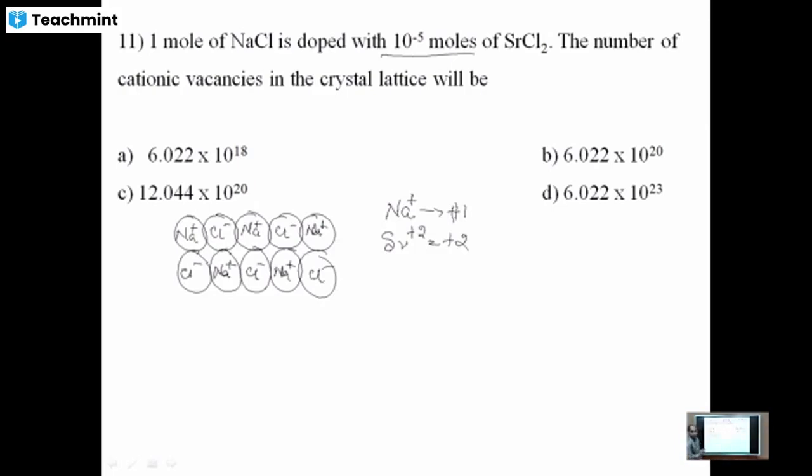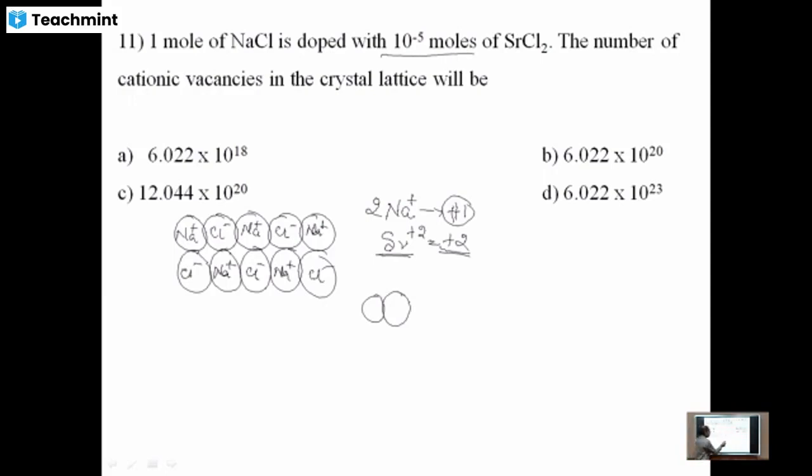In order to become electrically neutral, one strontium ion must replace 2 sodium ions. The reason is sodium having just plus 1 charge, but strontium having plus 2 charge. When one strontium comes into the crystal, 2 sodium ions must be kicked out. Okay. 2 vacancies are created when 2 sodium ions are removed from the crystal.